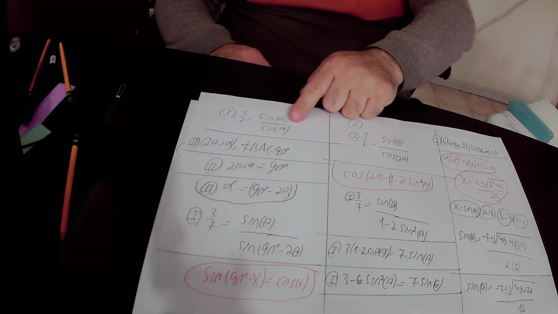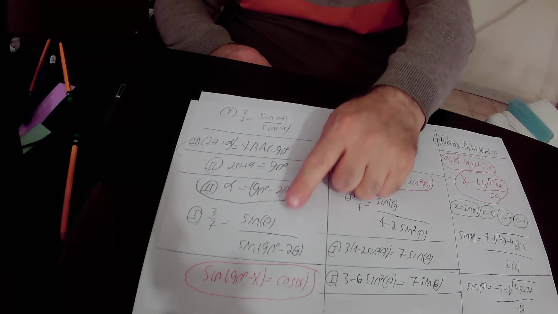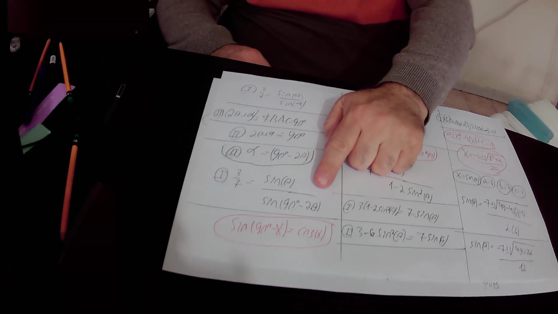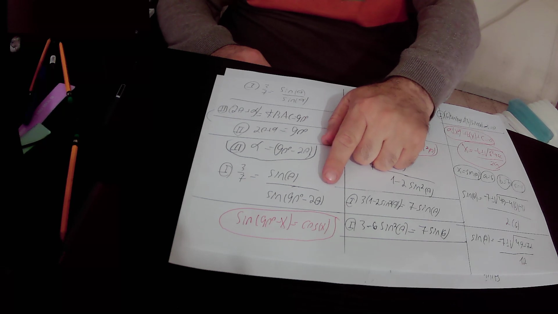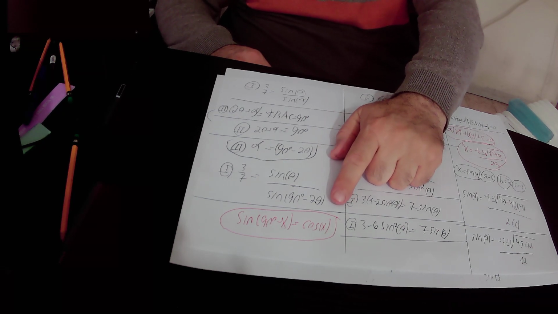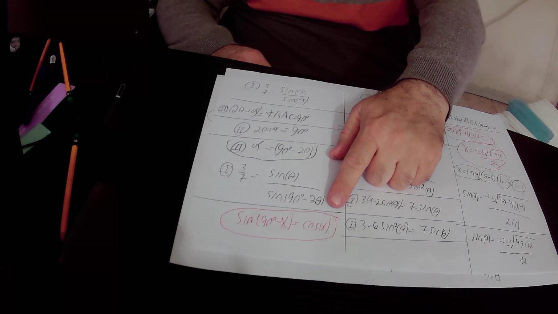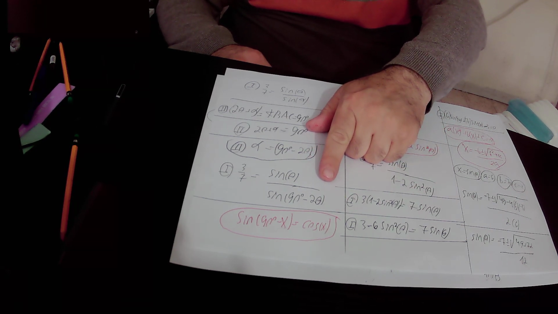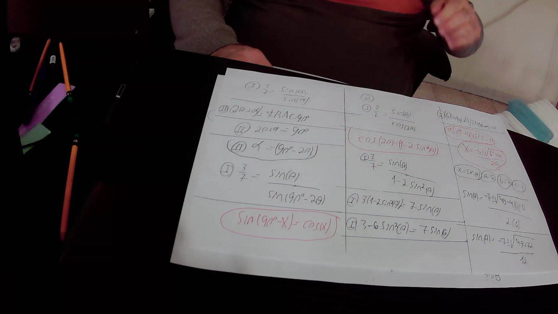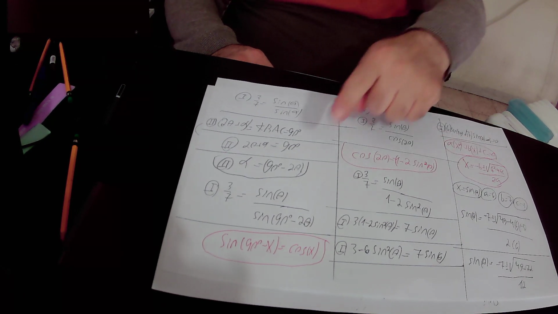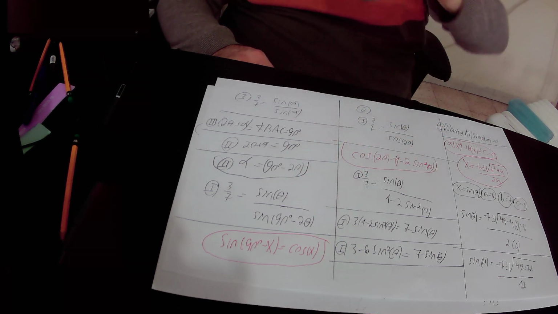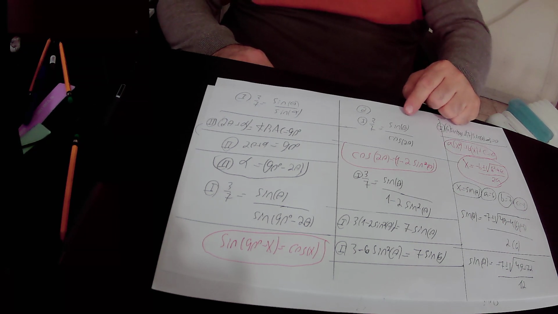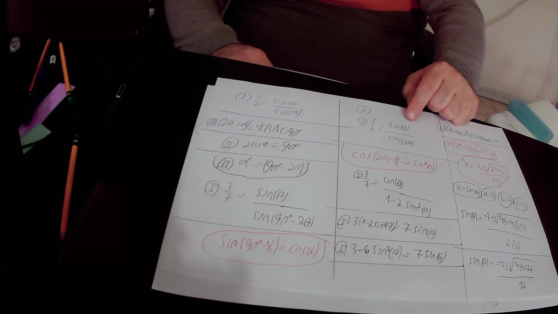We did it, and we got that 3 over 7 equals sine theta over sine alpha, and alpha equals 90 degrees minus 2 theta. Here we have the trigonometric identity that states that sine of 90 degrees minus x equals cosine x. So according to this identity, sine of 90 degrees minus 2 theta equals cosine 2 theta. Okay, so we can substitute sine of 90 degrees minus 2 theta by cosine 2 theta.